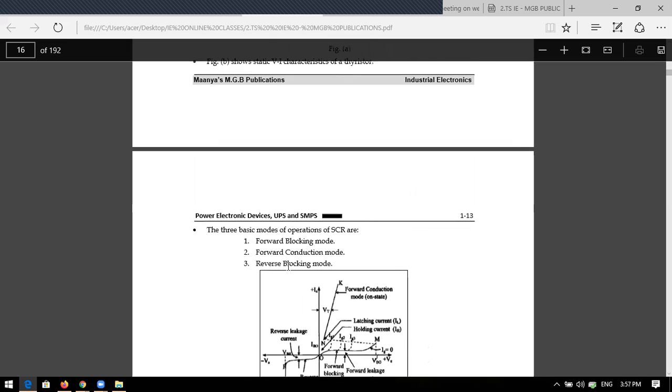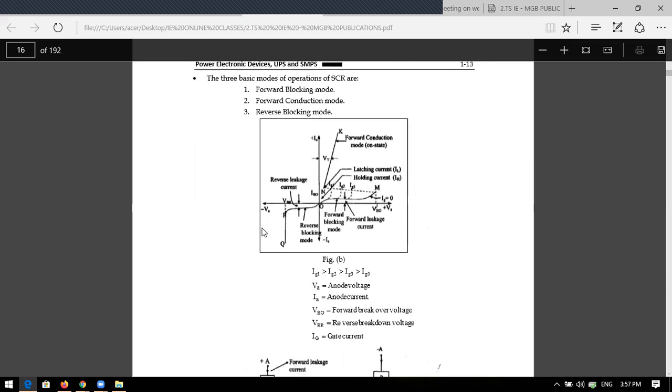And how many modes of operation are there? SCR reverse blocking mode, only one operation. Actually the reverse breakdown region also exists, but in the reverse breakdown region you should not operate the SCR, because if you operate in this region it will damage the whole device, there is no purpose. So that is the reason they have mentioned only 3 major or basic modes of operation.